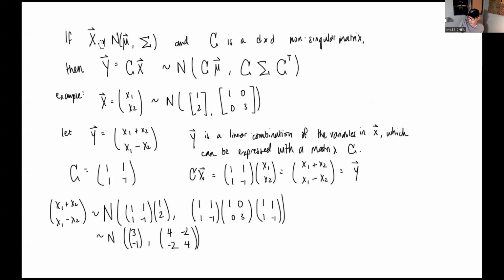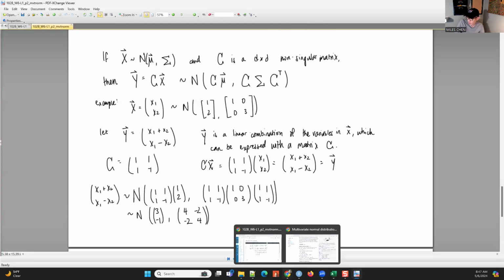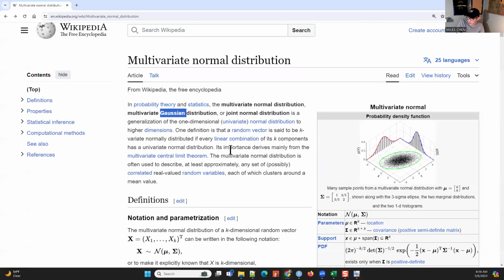If X comes from a multivariate normal distribution, and you have some non-singular square matrix C, and you take the product of C and X, basically you're defining a new variable, Y, which is just a linear combination of your X variables. So it's going back to our definition up here.